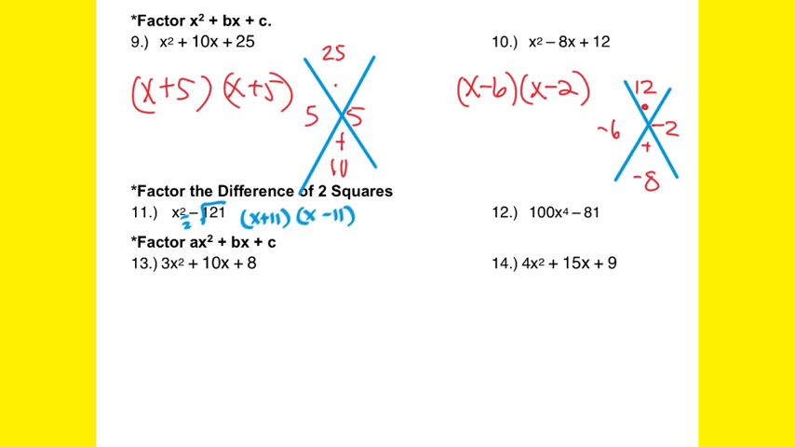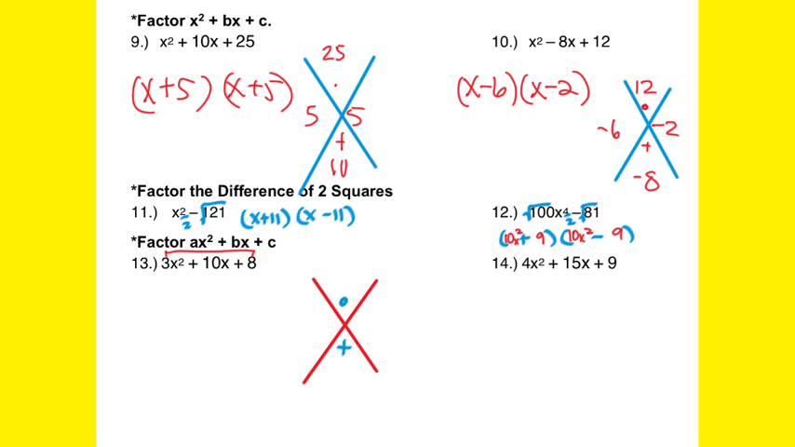On number 12, I have to square root 100, and I can square root x to the fourth, and I can square root 81. So I know it's a difference of 2 squares. So it'll be 10x squared plus 9 and 10x squared minus 9, right?